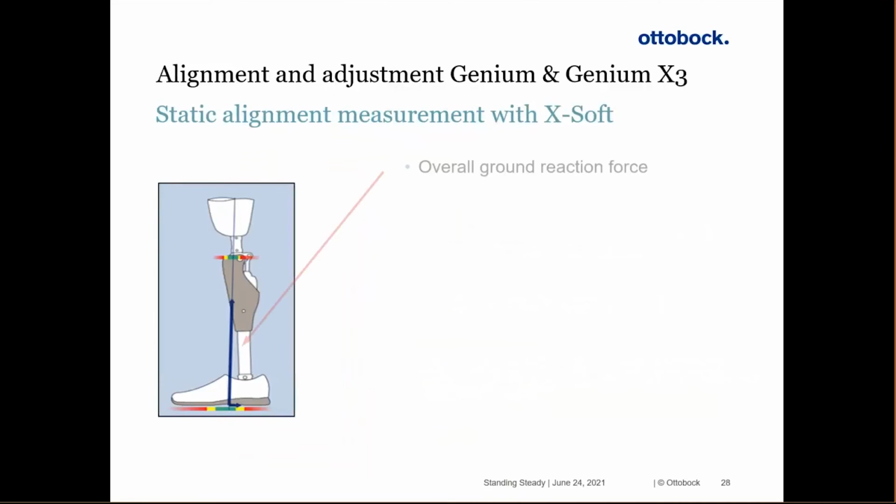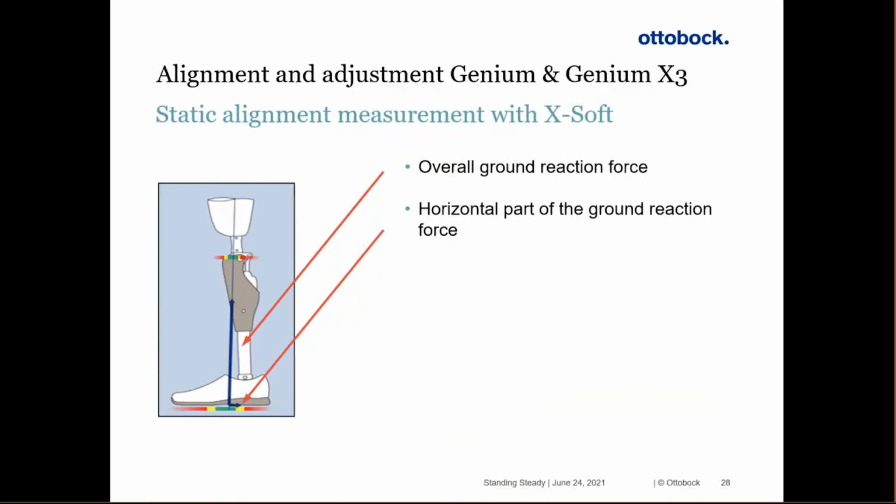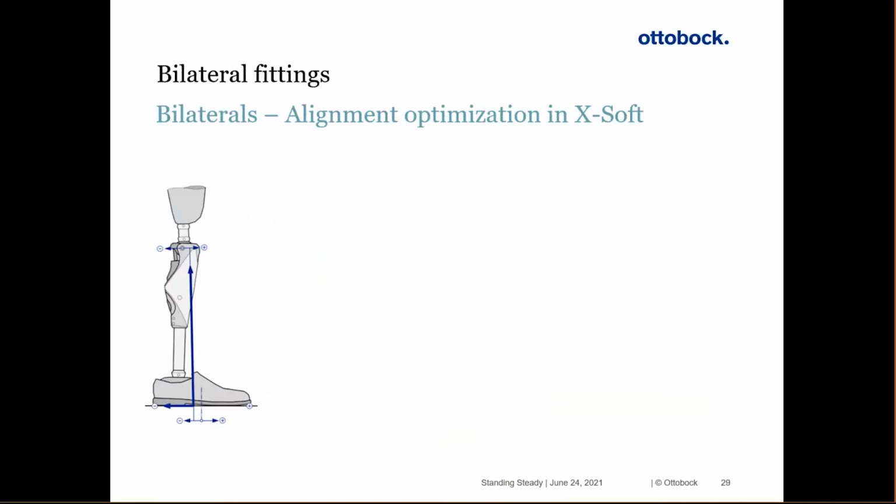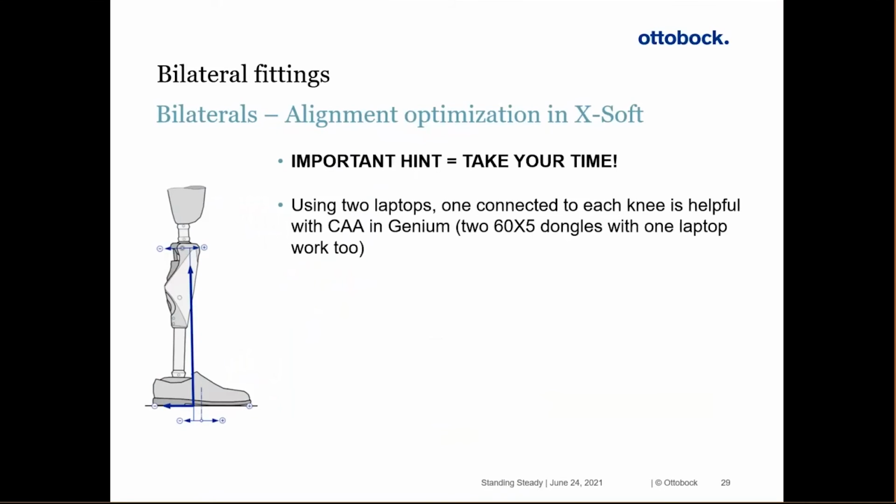With the Genium and X3, we have this alignment tool in the software. Again, it's a tool. It shows the overall ground reaction force, the horizontal component, and then the load as well on the prosthesis, and it's updating continuously. So you can come back to this after you've walked a little bit as well and kind of double check and see where they're at. Sometimes you just do your alignment how you want to do it and then use it again as a tool. So you may not need to focus on it too much and get too detailed, but you do want to use it as an option.